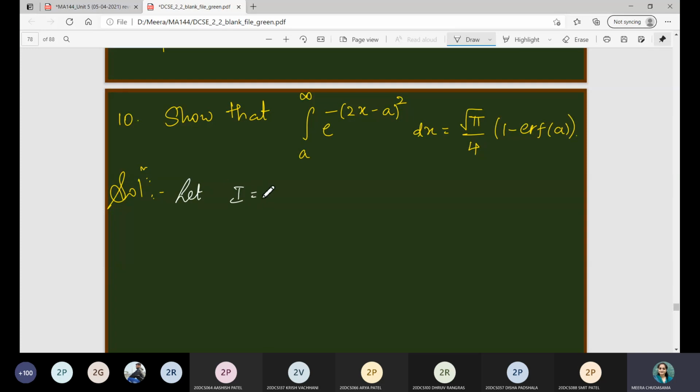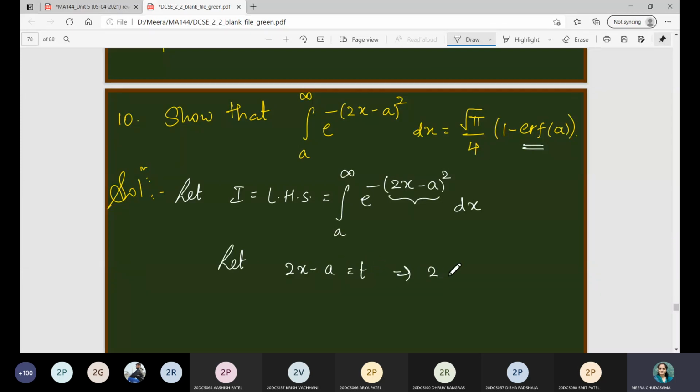So let I is equal to LHS, which is equal to the integral from a to infinity of e raised to minus (2x minus a) whole square dx, right. तो ये हमारे पास है. राइट हैंड साइड में आपको पता चल रहा है कि एरर फंक्शन आना चाहिए, राइट. तो एरर फंक्शन if you want then this quantity has to be of the form e raised to minus t square. तो सीधा हमारे पास t square नहीं है but it is 2x minus a is there. So what we'll do, we will take a substitution. 2x minus a is equal to t. So let 2x minus a is equal to t.